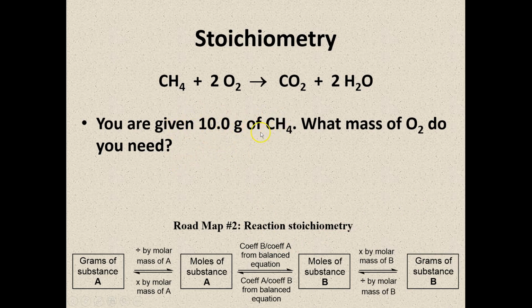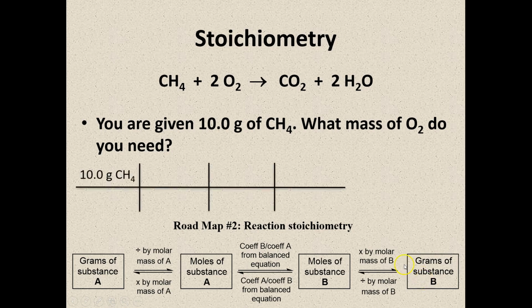Since methane is the thing that we're given information about, we're going to define methane as substance A, and we are given the mass in grams. So we're getting on the road right here, grams of substance A. We're being asked for mass of O2, so we're going to define O2 as substance B. Because we're being asked for mass of O2, we are going all the way over here. So we are starting all the way on the far left-hand side, and we're being asked to go all the way to the far right-hand side.